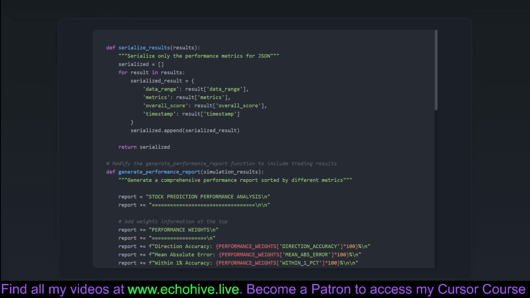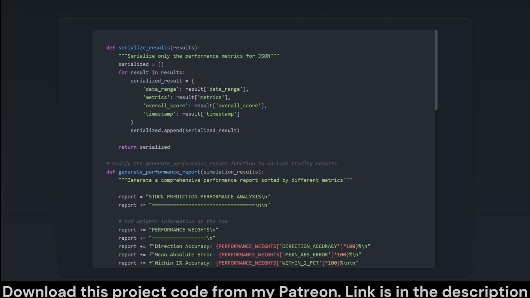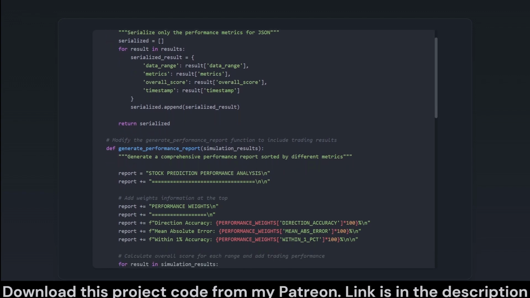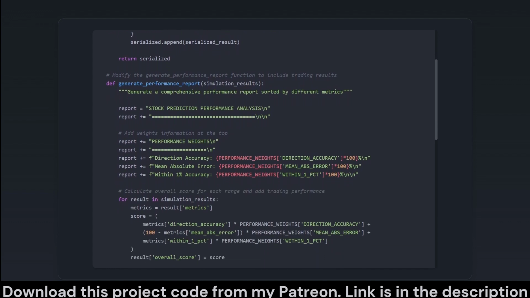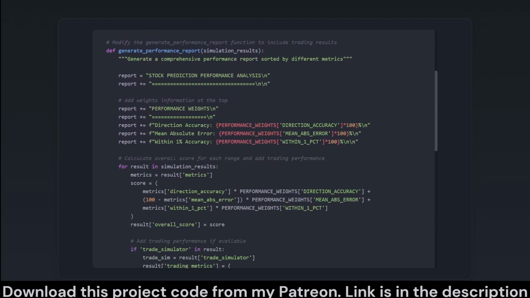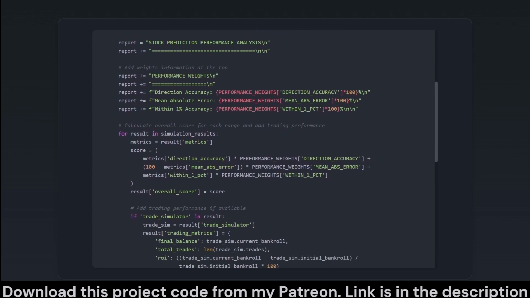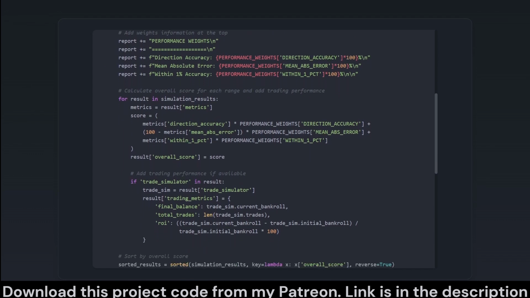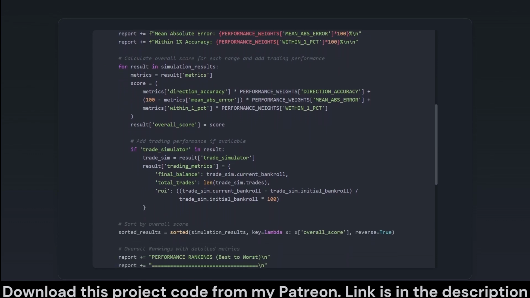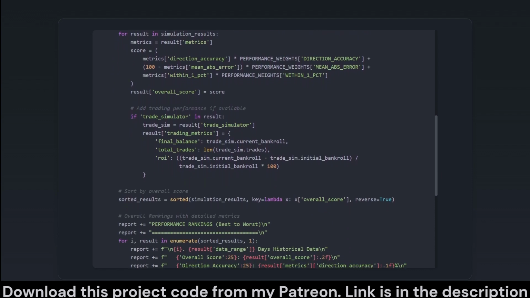Here we dive into packaging our findings. The serialize results and generate performance report functions handle the transformation of raw simulation data into structured summaries and reports. The serialize results function extracts vital metrics from simulation results, readying them for storage in lightweight, efficient JSON format. Picture this as a kind of Marie Kondo tidying. Only key metrics that spark joy are serialized for posterity and further analysis.